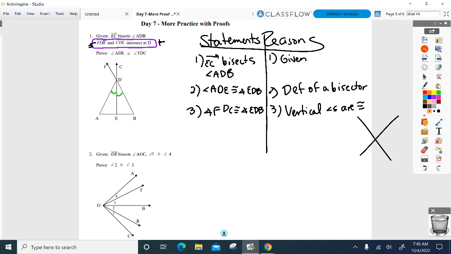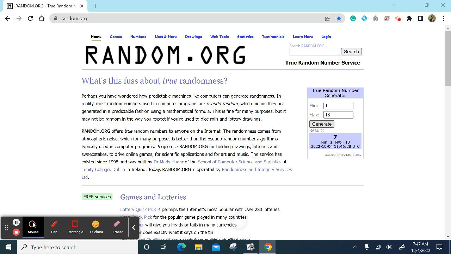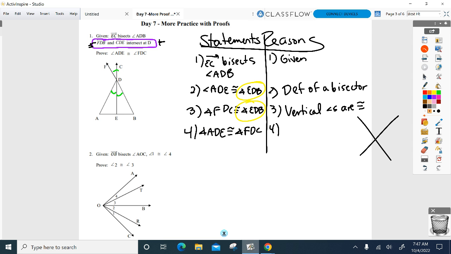So now I got the bisected angles congruent. I got the vertical angles congruent. How do I tie this all together? Look at the last 2 statements. I think I see a little repetition here. 2 angles that are both equal to EDB should be equal to each other. By what reason? It's all right, I know it's so thrilling in here. Oh, I got 2 angles equal to the same one. Because of substitution. There you go, substitution.